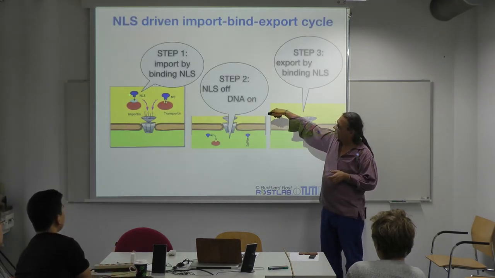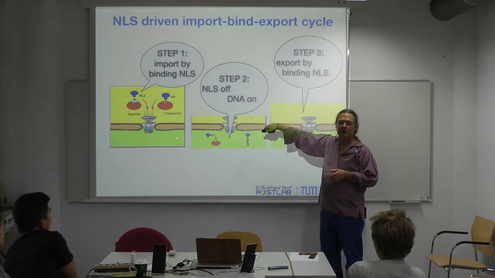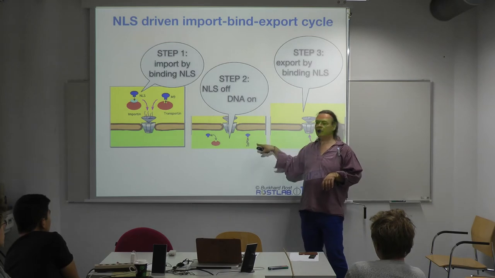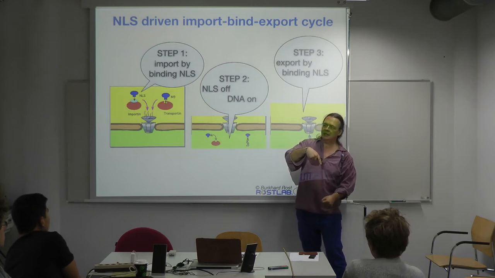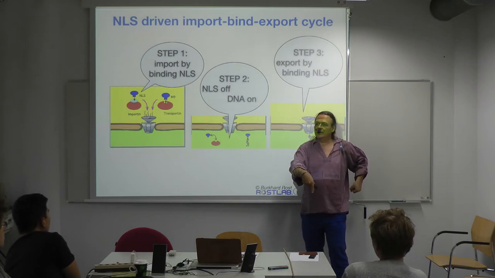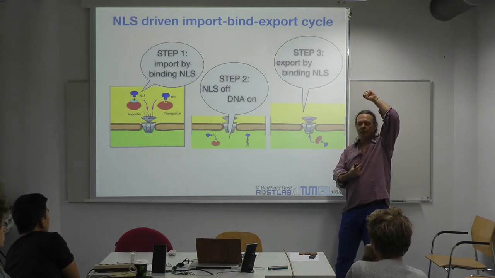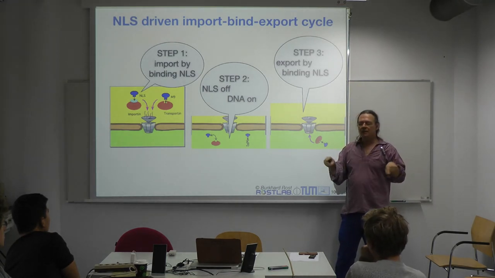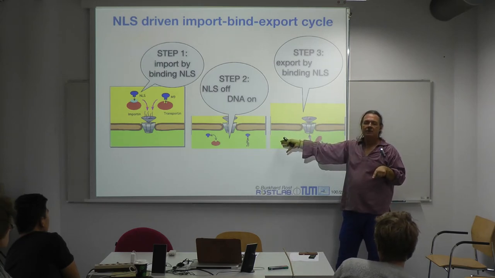So you have a nuclear localization signal, importin binds to it, you get into the nucleus, importin goes off, and now it binds DNA with the same motif, with the same site. The same site that importin carried in. Importin goes away, this is free to bind DNA, DNA bound is done, exportin comes and takes it out again. You have one site that is doing this cycle and is doing the right function.